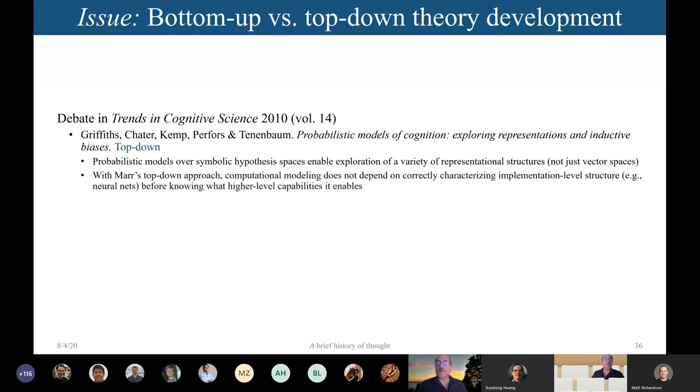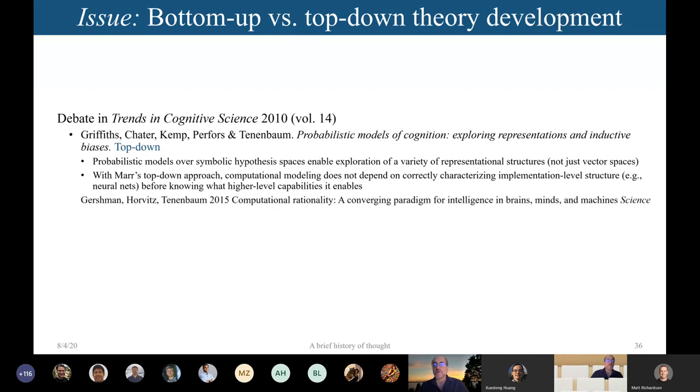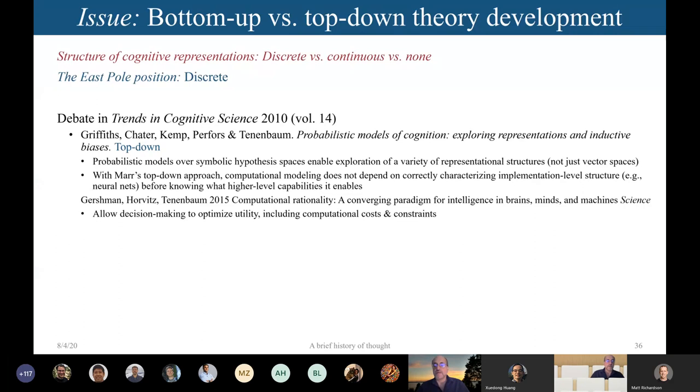With their top-down approach, computational modeling does not depend on correctly characterizing implementation-level structure, for example, the structure of a neural net, before knowing what higher-level capabilities it enables. I'll add another important argument from a later paper by Sam Gershman, Eric Horvitz, and Tenenbaum, namely that these models allow decision-making to optimize utility, including computational costs and computational constraints. This work, of course, defends the proposition that cognitive representations have discrete structure, in large part.